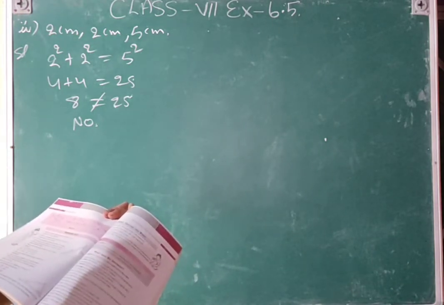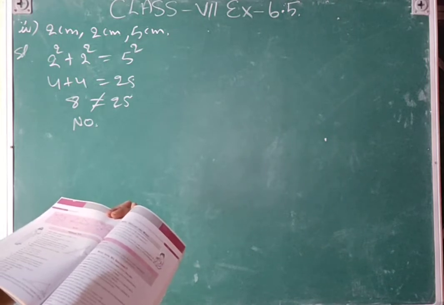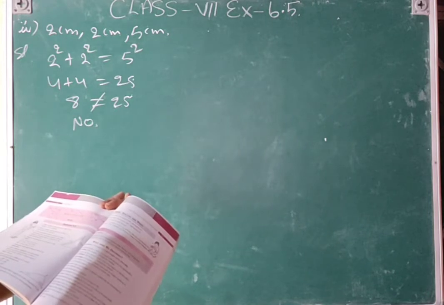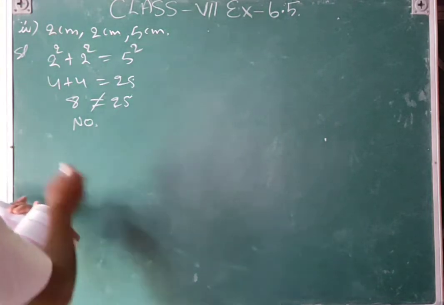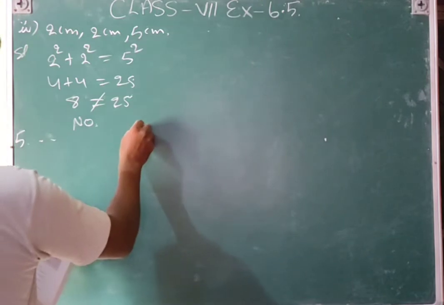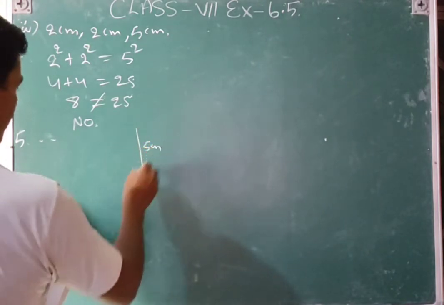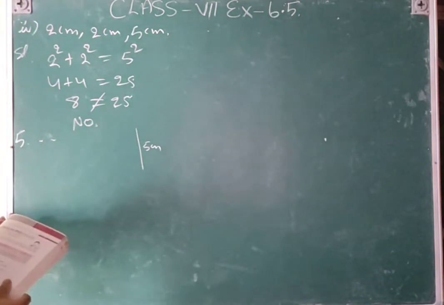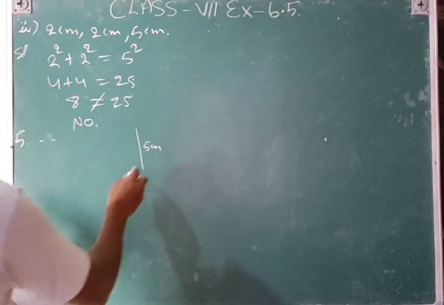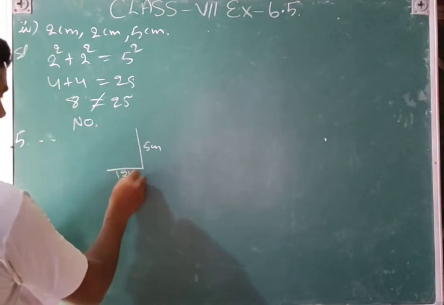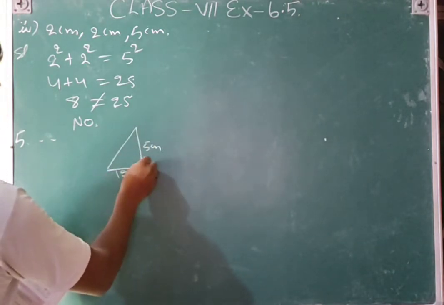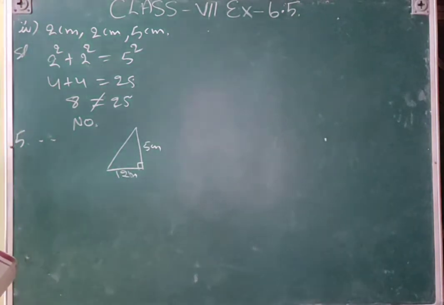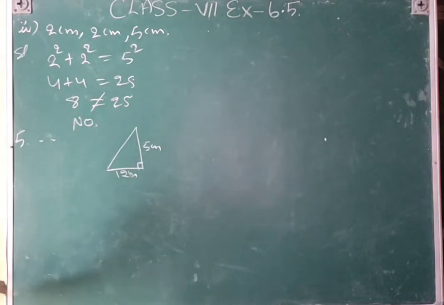Question number 5. A tree is broken at a height of 5 centimeter. The top touches the ground at a distance of 12 meter from the base. That is 12 meter. And then that will be, so find the original height of the tree. Find the original height of the tree.